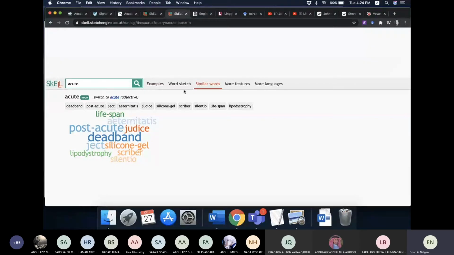Remember, this is software. It doesn't speak English. It wasn't a teacher who put this. This is actual usage. These are algorithms that tell you that acute does occur where nouns occur. Okay? So it's just text mining, and seeing how it occurs.